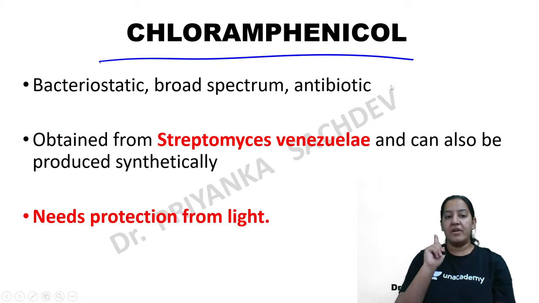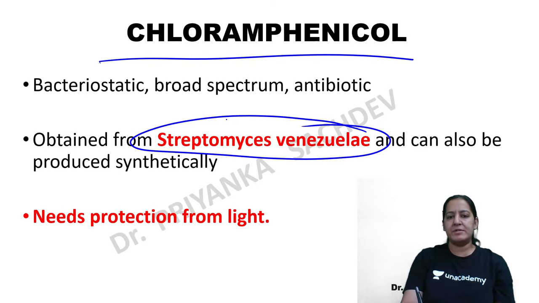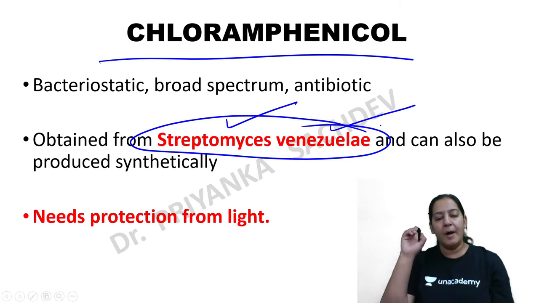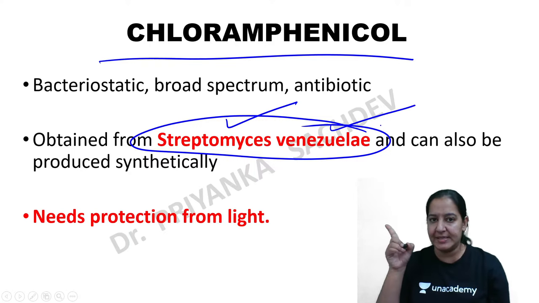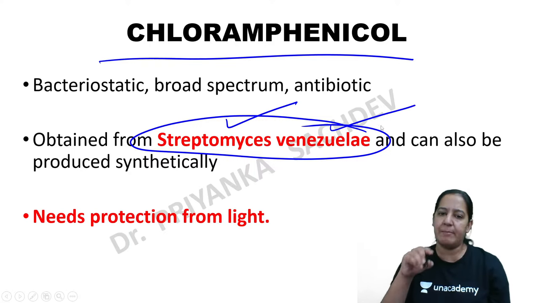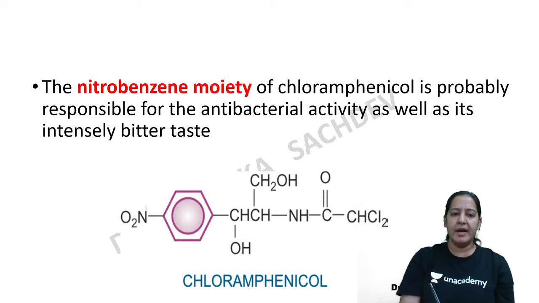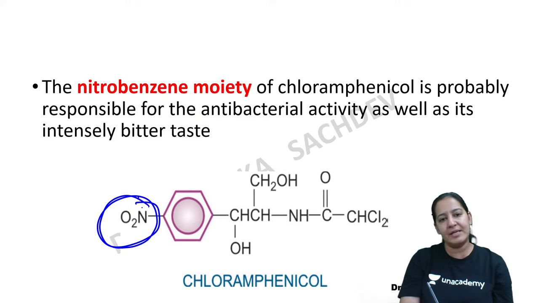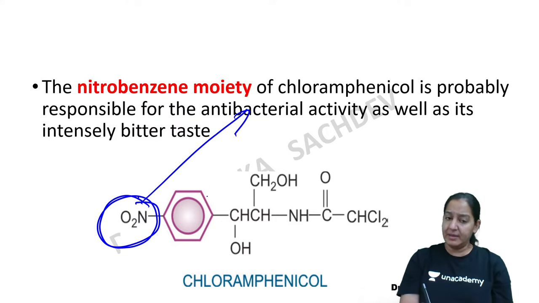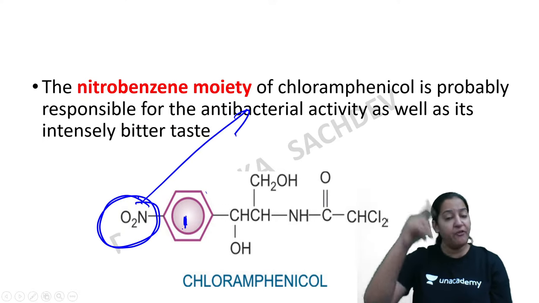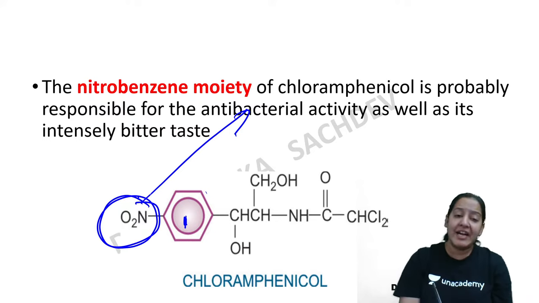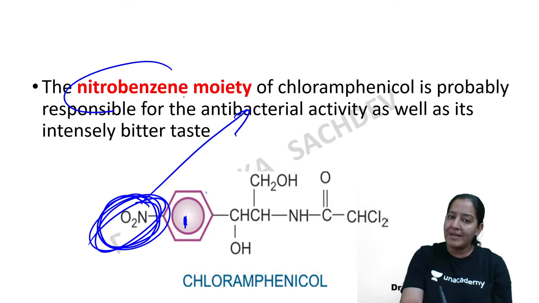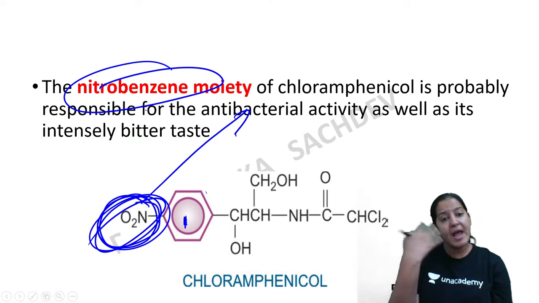In the introduction, write down it is obtained from this organism. It is obtained from Streptomyces venezuelae. Tetracycline was obtained from Actinomycetes, right? And chloramphenicol is obtained from Streptomyces venezuelae, right? It is the nitrobenzene moiety present in chloramphenicol because of which it is showing its antibacterial activity. So in chloramphenicol, only one benzene ring is present. In contrast to tetracycline, where we had four rings. And here the nitro moiety is important. The nitrobenzene moiety is important for antibacterial action.